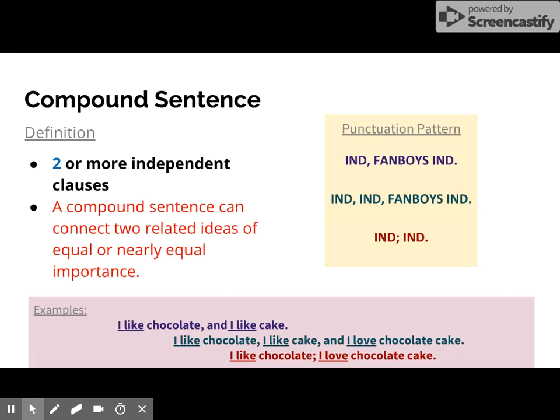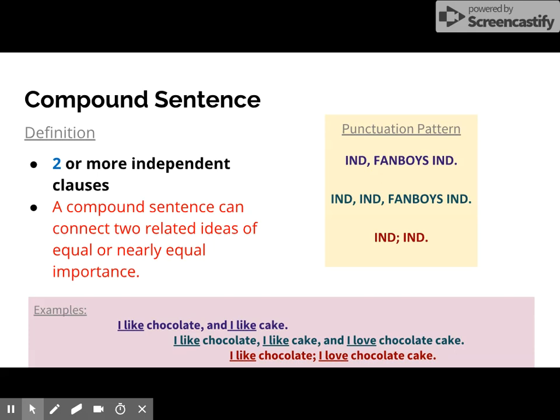I say, I like chocolate and I like cake. The way that sentence is structured, I've got 2 independent clauses. I like chocolate and I like cake. Because they are equally important, they're just joined by a comma plus a fanboy. Okay, so that's what a compound sentence does. It doesn't really prioritize one or the other.